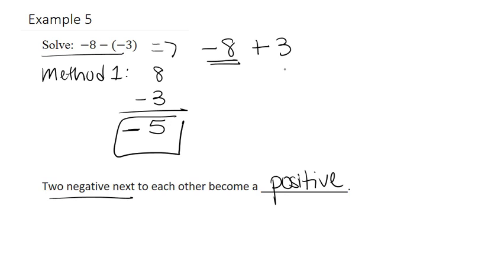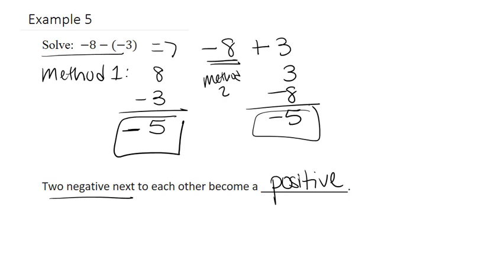Or we could go 3 minus 8. This is method 2. 3 minus 8 is equal to negative 5, as we're going from 3 to 0, which is 3, and then from 0 to negative 5 to go down 8 units. So either way we get negative 5. Whichever way works better for you, whether you take the sign of the larger number at the end, or you do method 2.